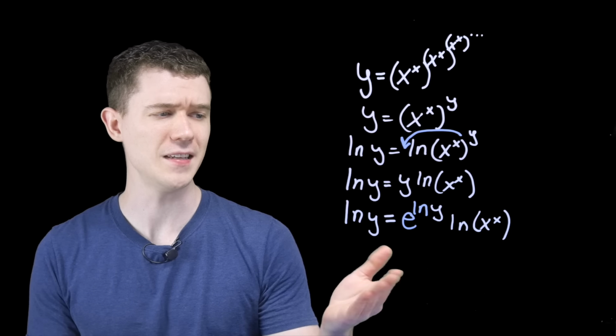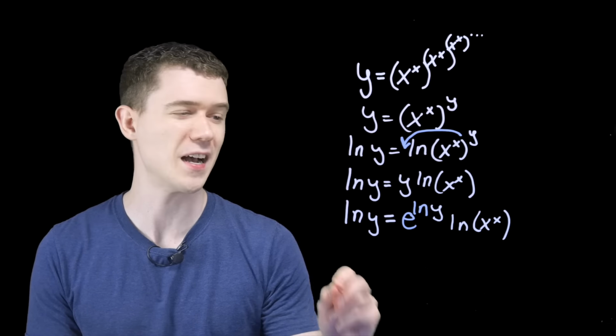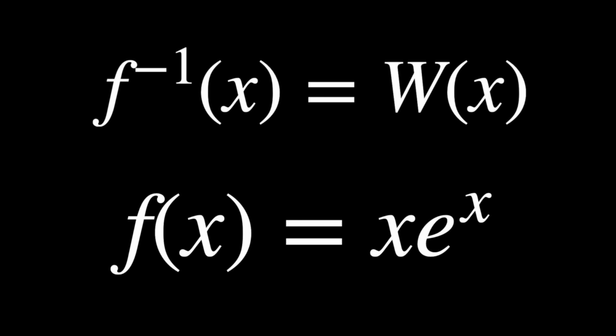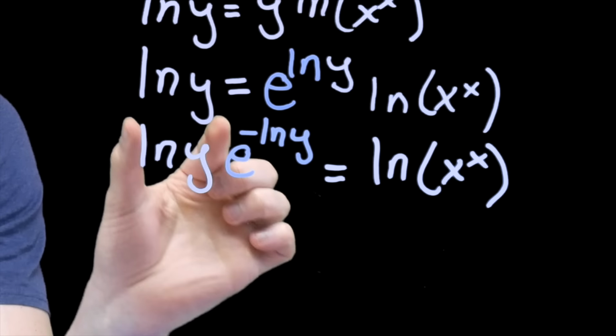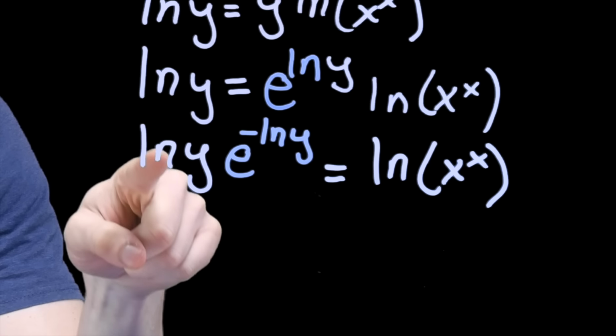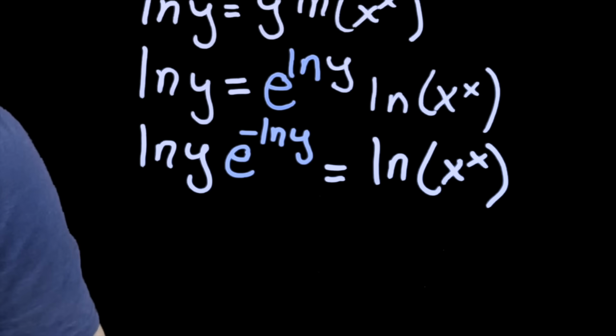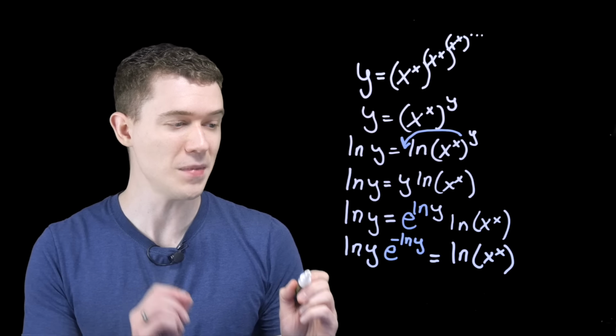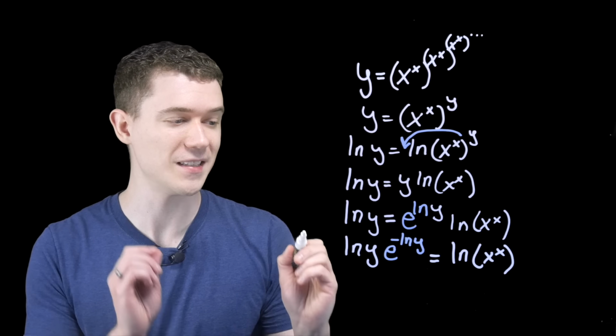Now let's take this and divide both sides by this e to the natural log y term. And maybe you can see where we're going if you think back to that Lambert function. Remember that the Lambert function is the inverse function of x e to the x. So this is pretty close, isn't it? We have a natural log y e to the natural log y. So let's make these exactly match up by taking the negative of both sides here.